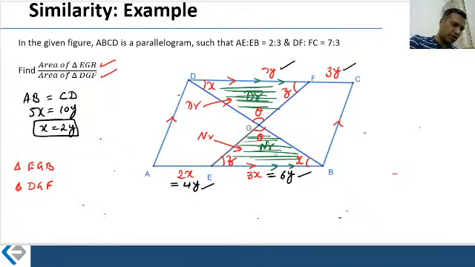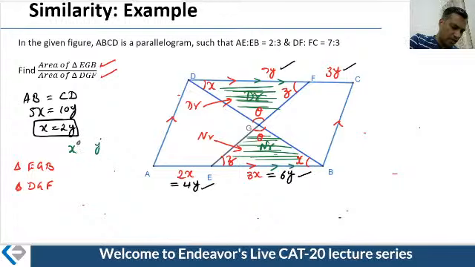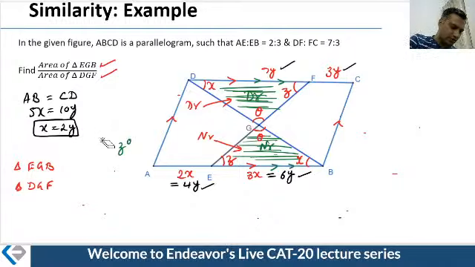So now these two triangles are similar. What are the angles that are common here? Theta, x, and z are the angles. Now, what is the side opposite the angle?